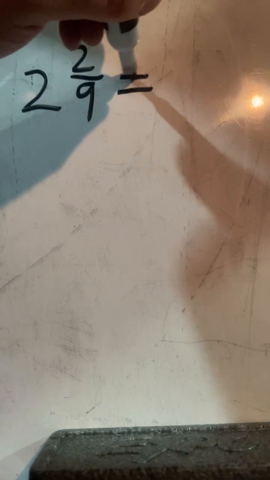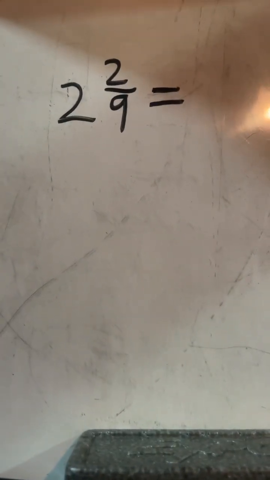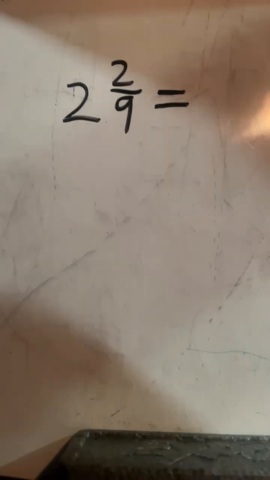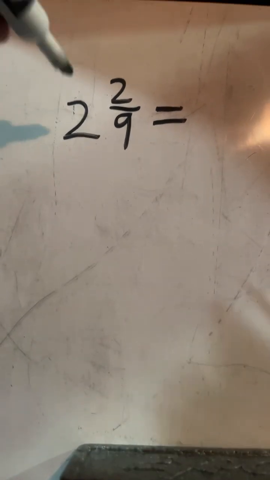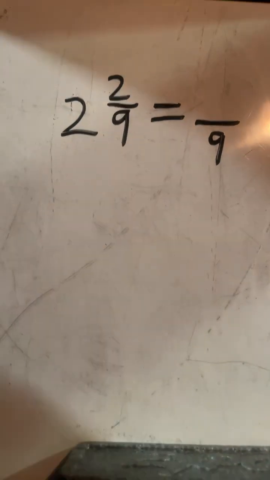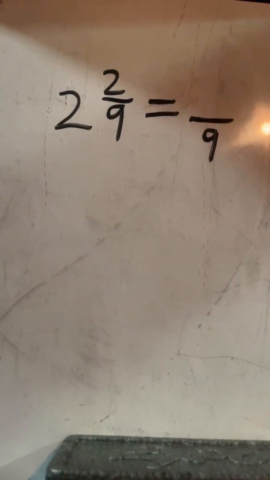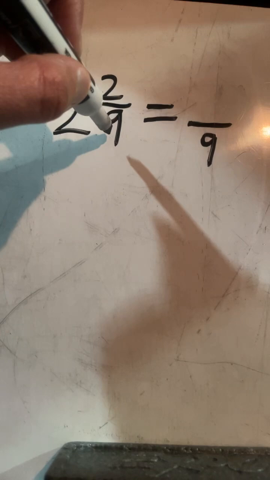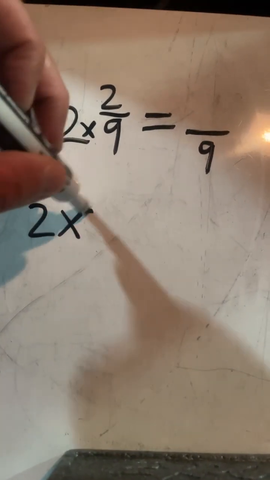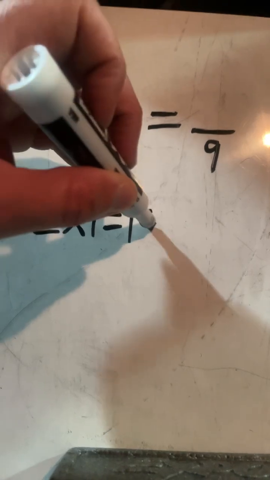Two and 2/9. So step one, whatever our denominator is, it's going to stay the same when we convert it to an improper fraction. Since we're dealing with ninths here, that's going to stay the same. Next step, we multiply the denominator times the whole number. So 2 times 9. 2 times 9 equals 18.